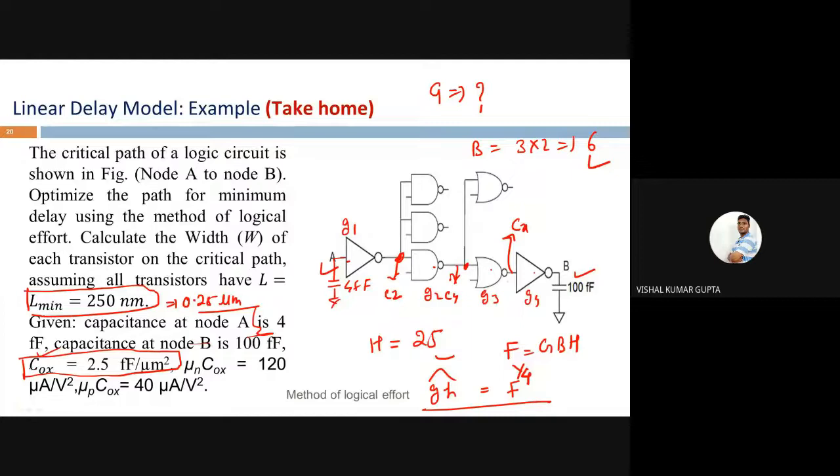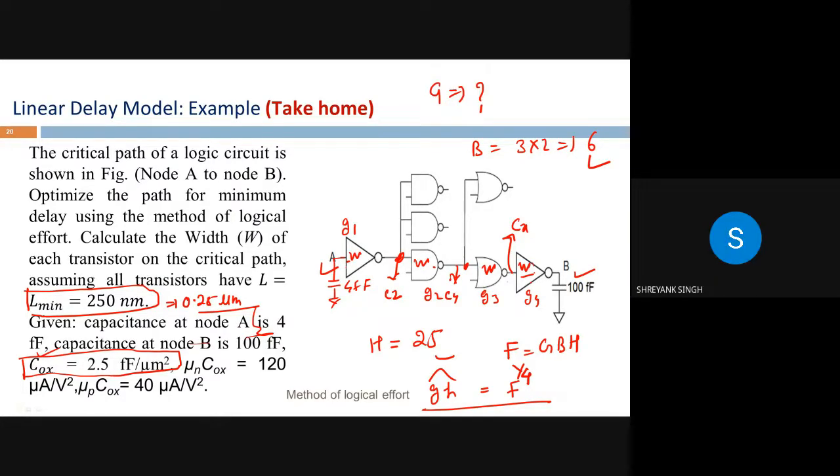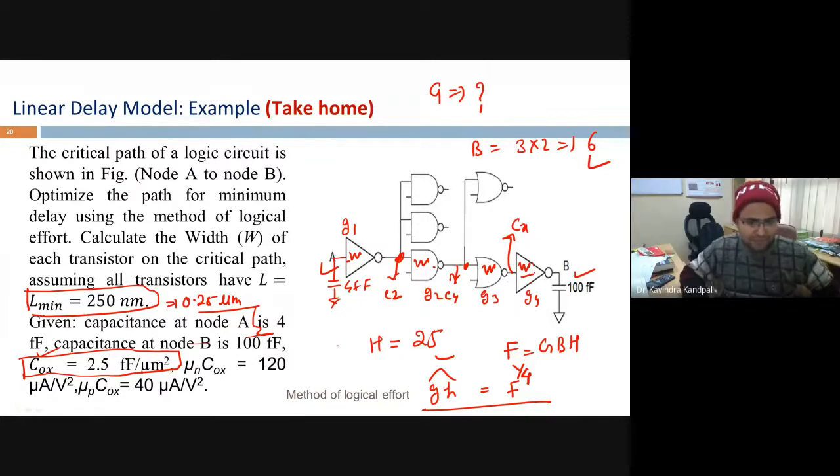If you have the L into COX, can you find out what should be the width of these transistors, NMOS, PMOS here? What should be the width here? Yes or no? Yes, sir. But you need the time.